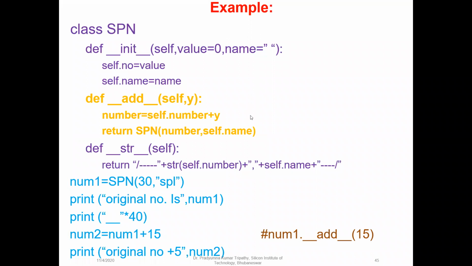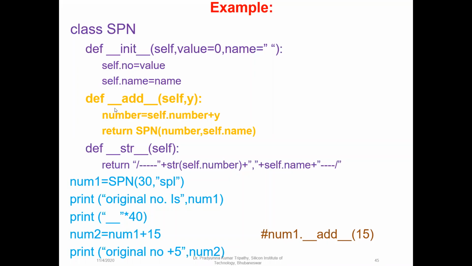Okay, look into this example. This is class SPN, correct? This has three methods. You can see over here: INIT is a method, R is a method, and STR is a method. Can anyone say what this INIT is for? Constructor, sir. Very good.